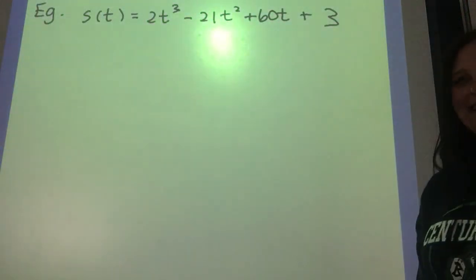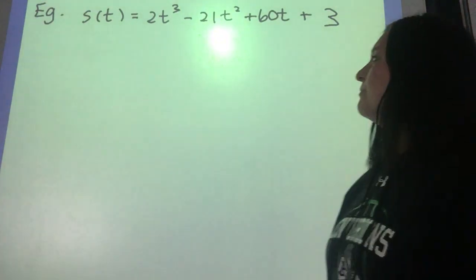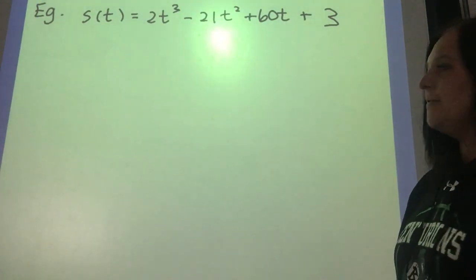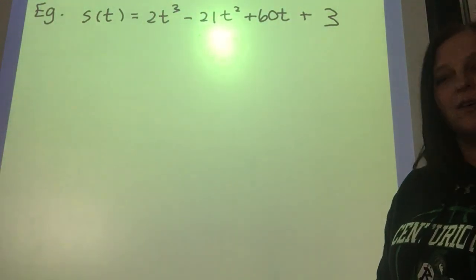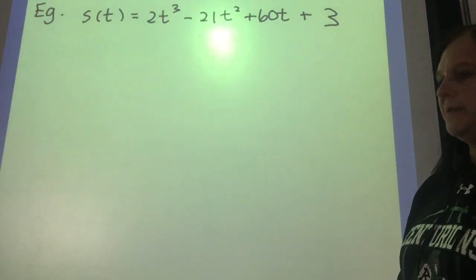So we're just going to do one example together. Like I said, they're lengthy, but they're not hard at all. The derivative work is really easy, and the fact that all of you are in physics means you have a good concept of acceleration and velocity. So I know that this topic will be really easy for all of you.